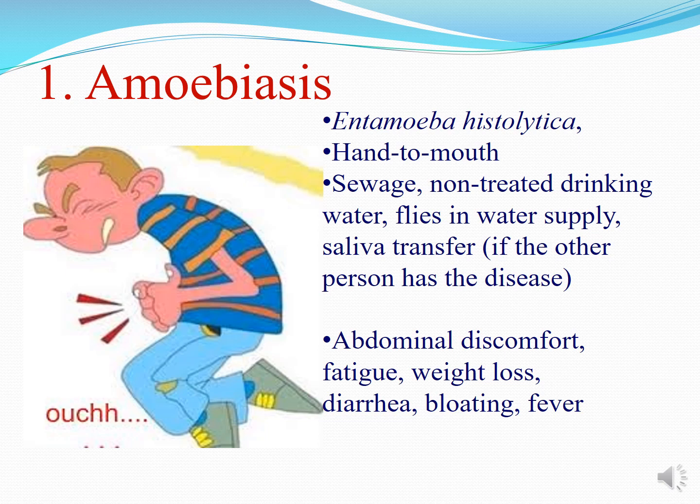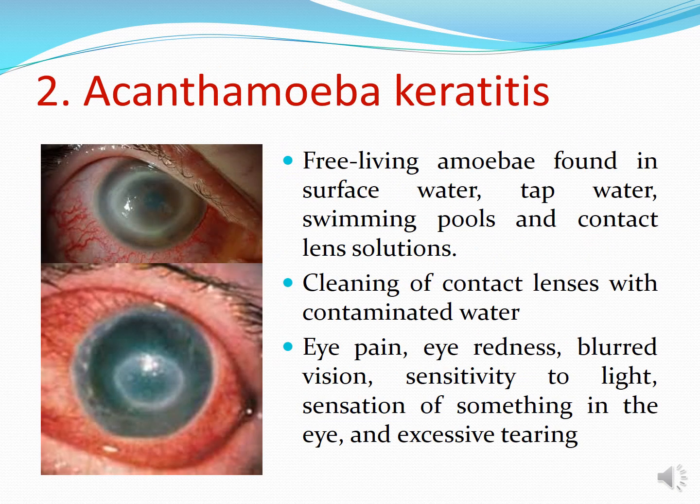What happens when the infection settles in our GI tract? Abdominal discomfort, feeling of fatigue, weight loss, diarrhea, bloating in the tummy, and fever sometimes are the clinical symptoms of amoebiasis. The second important disease of amoeba is Acanthamoeba keratitis. We can see the infection of the eyes in this picture.